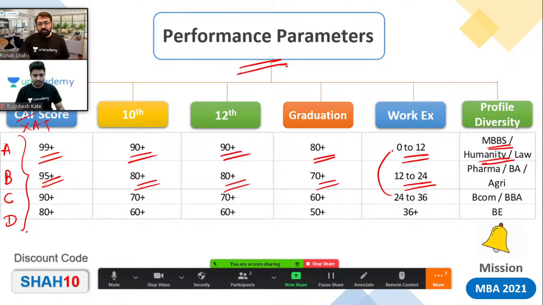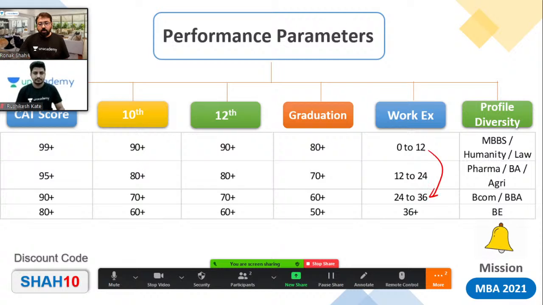Definitely we can just shift this over here, and this has to be over here. So this should be 24 to 36 months, and this should be 0 to 12 months, and so on and so forth. Yes, okay, then 90+ percentile, 80+ percentile. So guys, what I'm trying to tell you is, you should have good performance in at least 3 parameters.